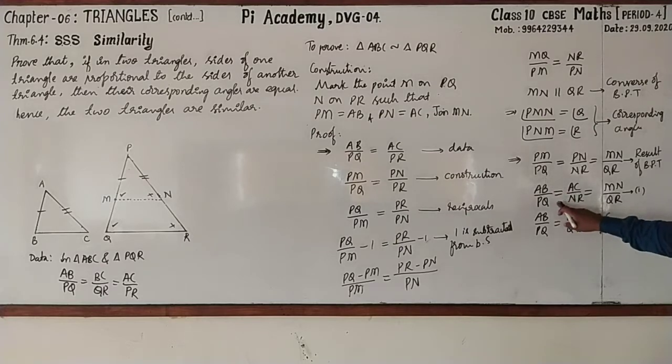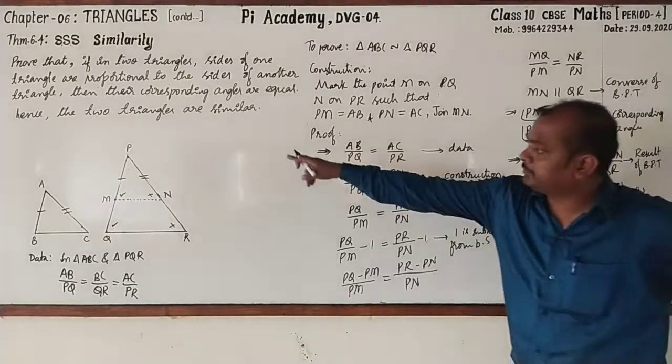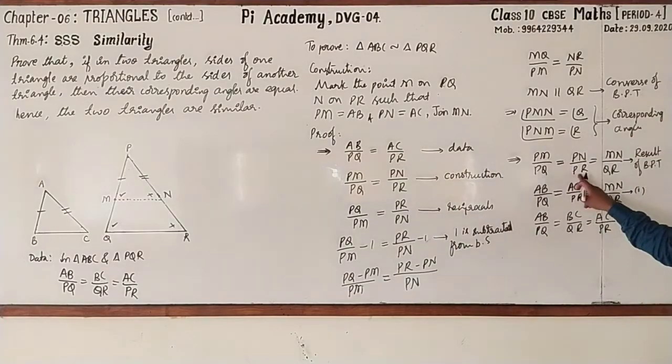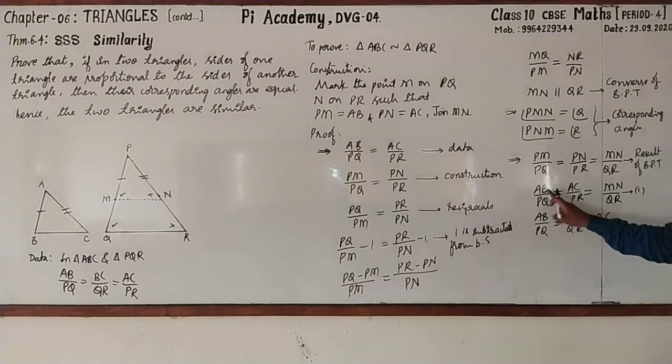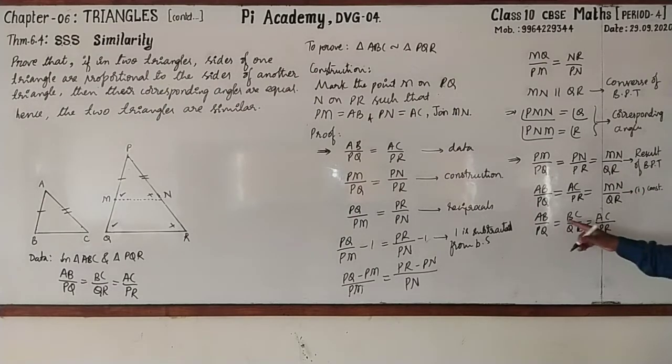AB by PQ. Here I have made the change. Look here. PM by PQ, PM by PQ, then PN by PR. That's equal to MN by QR. Next, it is from the statement AB by PQ equal to AC by PR, because we have taken substitution for PM and PN. Next, it is MN by QR as it is statement 1. It is from construction. And the given statement, it is AB by PQ equal to BC by QR equal to AC by PR. You may call it as statement 2.